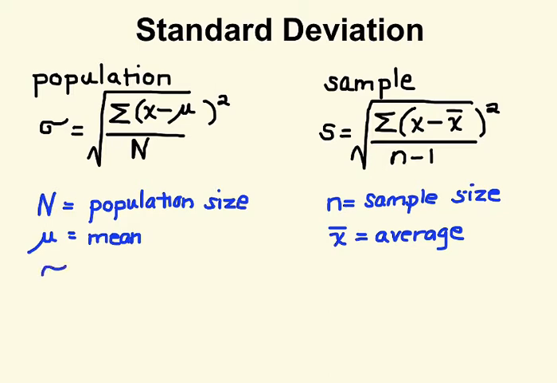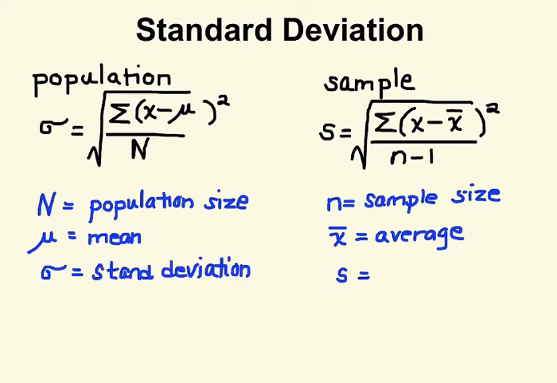And of course, sigma, excuse me, sigma, written this way, is our standard deviation for the population. And S is the standard deviation for the sample. I'm just going to copy that.